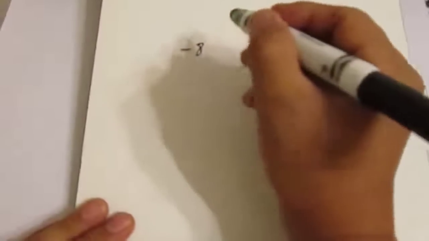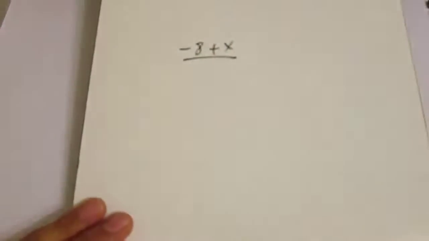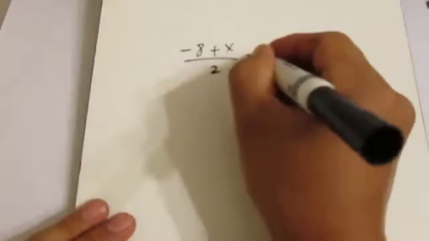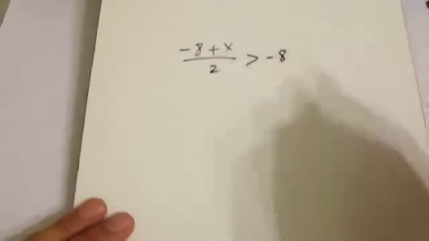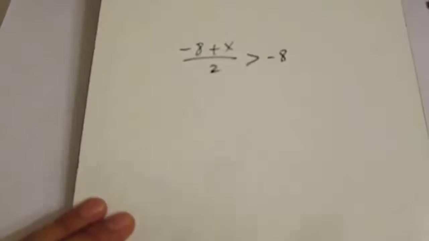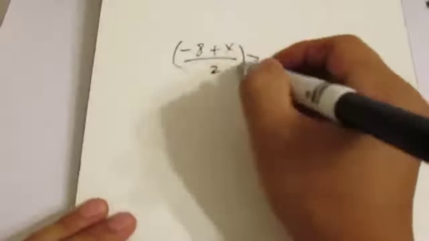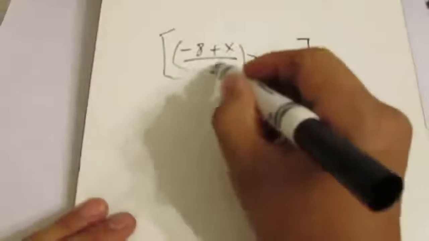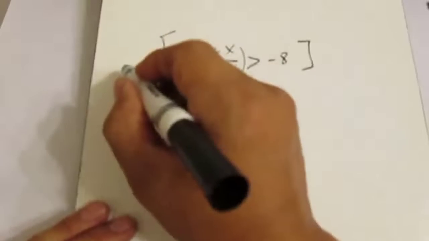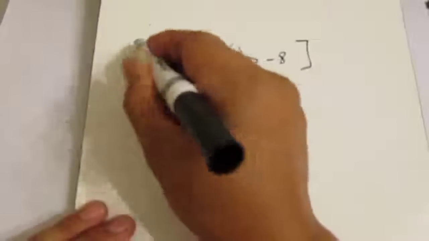So, okay, here we go. Minus 8 plus x over 2 is greater than negative 8. Okay, so first thing, I'm going to treat the whole thing as one number. So I'm going to multiply the whole thing by the reciprocal of one half. Its reciprocal is going to be what, 2 over 1.